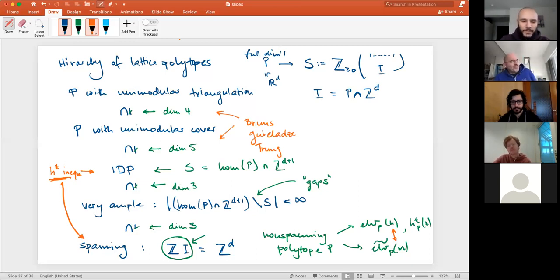Yes, the word normal again comes from varieties, correct? There's such a thing as a normal variety. And so when people talk about normal polytopes, they usually mean IDP, not realizing you have to be careful when your polytope is not full dimensional. I prefer the phrase IDP because it tells you what you're doing: you're integer decomposing your polytope.